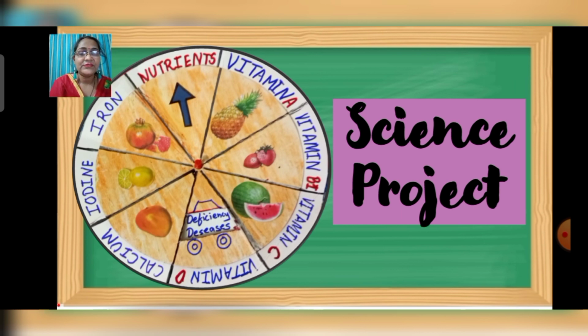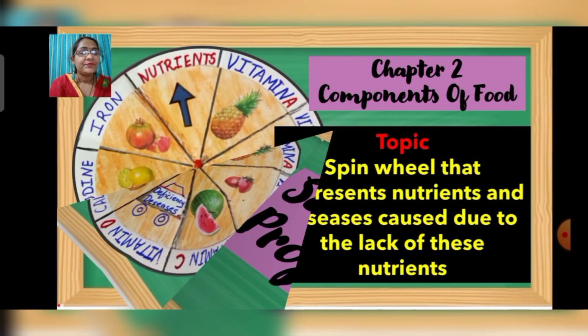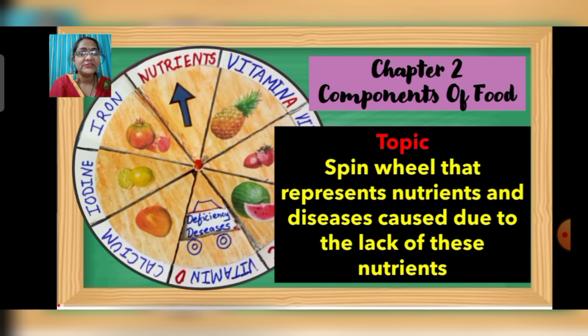The topic of the science project is to make a spin wheel which represents the nutrients and the deficiency diseases caused due to the lack of these nutrients. And this topic is from chapter number 2, components of food.